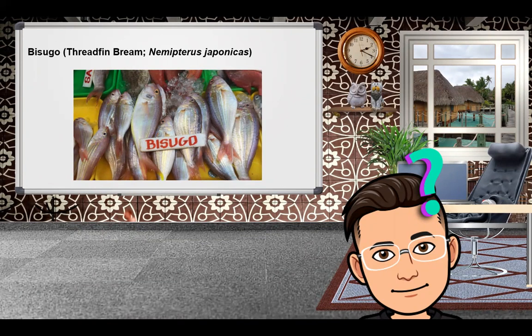Next is bisugo. Bisugo species are commonly found in the tropical and salty waters in the Indian and Western Pacific Ocean, which vary in sizes as well. They are relatively popular in the Philippine market because they are versatile for many dishes. The bisugo fish is available in the market, usually priced at 350 per kilo.